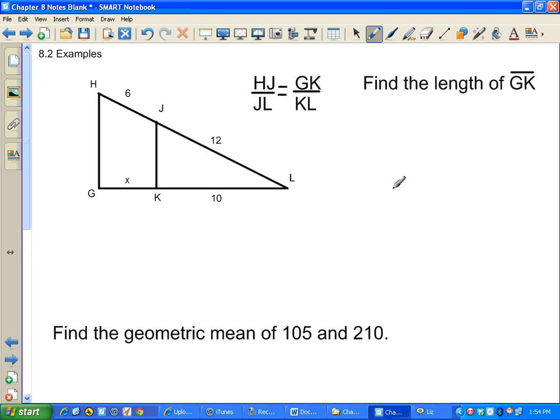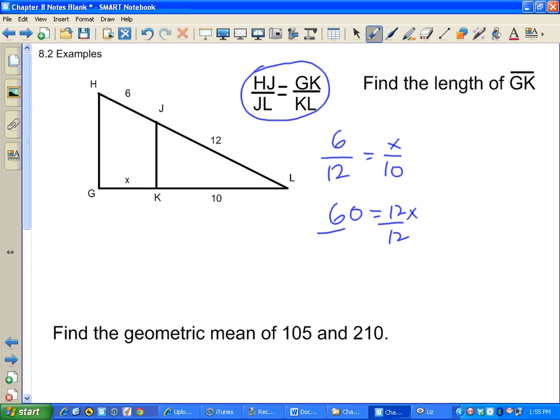Here are some examples. I'm given a proportion here. They're telling me this is true. They want me to find the length of GK. HJ, I see that it's 6, so I'm going to put 6 in place of HJ. JL is 12. GK is X, that's what I don't know. KL is 10. And now I can cross multiply to find my answer. 60 equals 12x. Divide by 12. X is 5.